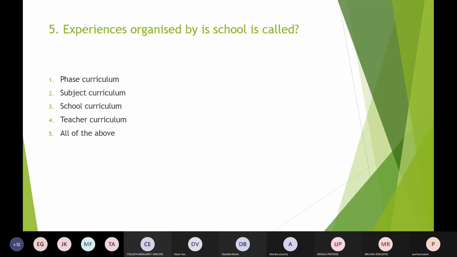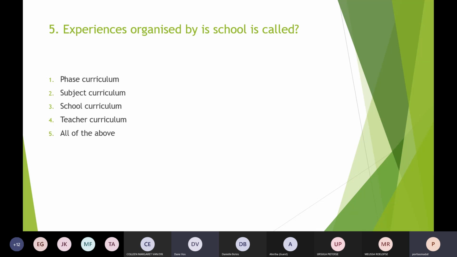Danae? Sorry, can you ask the question again? Okay. If you look at the question, I asked the experiences that's organized by a school. Okay. If you look at the word school as a whole, would you say it's the teacher curriculum that we look at here? Well, no, because we're looking at a school.